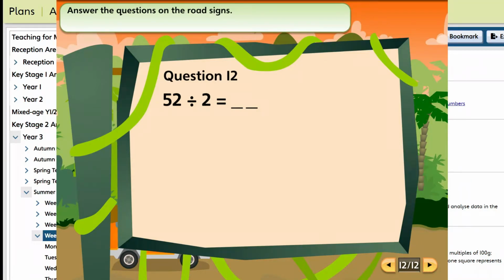Question 12. 52 divided by 2 equals... Remember, divide by 2 is the same as halving. So halve 50 and then halve 2. If you don't like halving 50, you could always halve 40 and then halve 10 and halve 2, or halve 40 and then halve 12. Remember, you can use your partitioning to make sums that you can do. And as long as you've partitioned it properly, then you'll be correct. Right. Resume play in the video when you're ready to mark your answers with a coloured pencil.